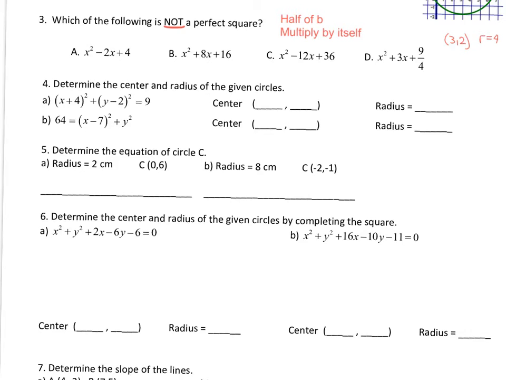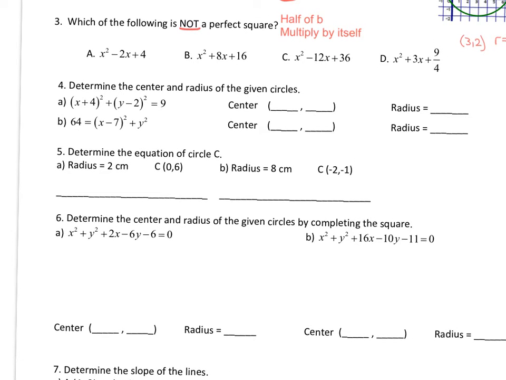So in this first problem, if I take that B value, that middle value, -2, half of -2 is -1. -1 times -1 is +1 and not 4. So that says that the answer is A, that first one is not a perfect square. Compared to the second one, where half of 8 is 4 and 4 times 4 is 16. So that works, and so forth.